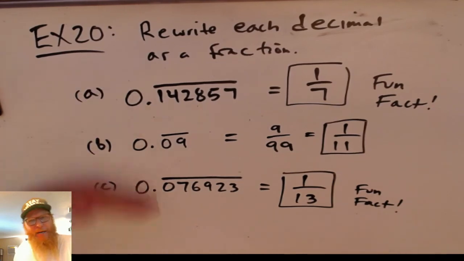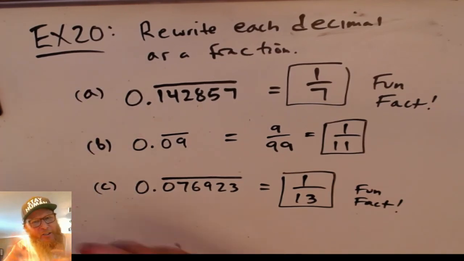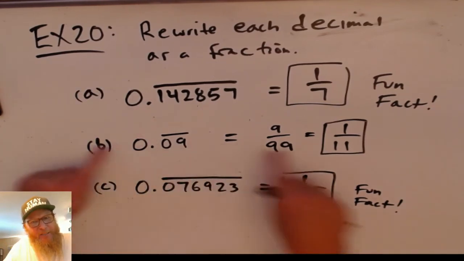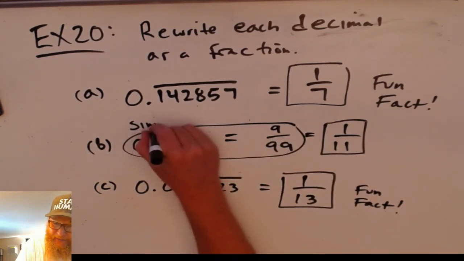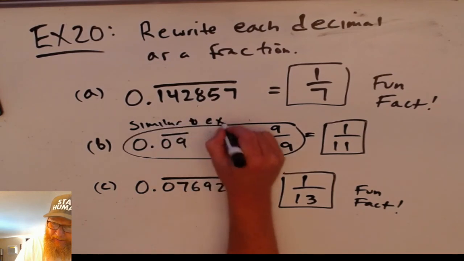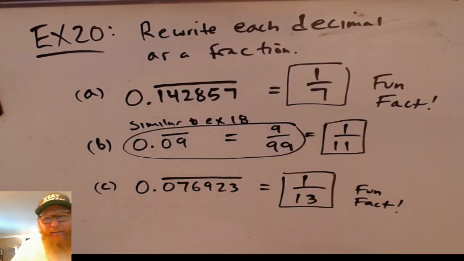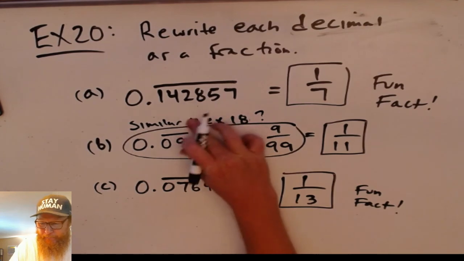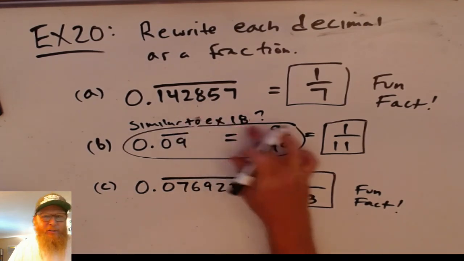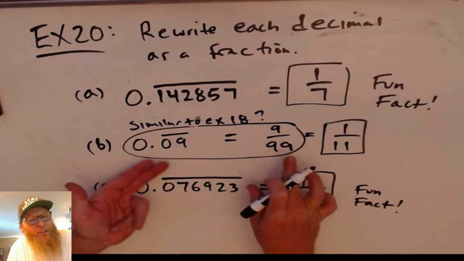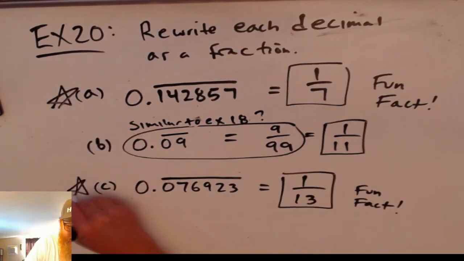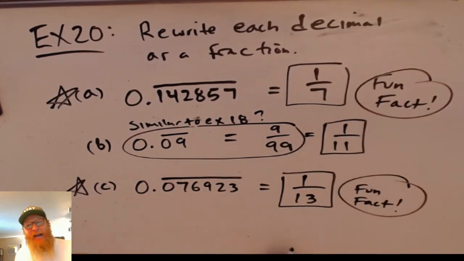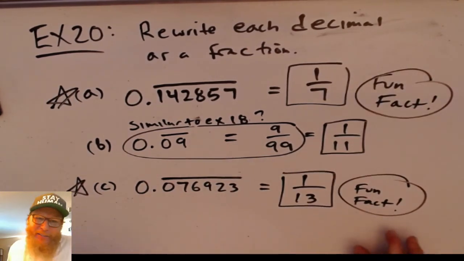So out of all three of these, the only one that you could actually do using the steps that I showed you is part B. So this is similar to example, I don't know, 18 or something like that. I'm not sure exactly what number it was, but one of the ones we just did a minute ago with the 99 in the bottom. But A and C, you just have to memorize the fun fact. And if it's not fun, at least you have something to look forward to.